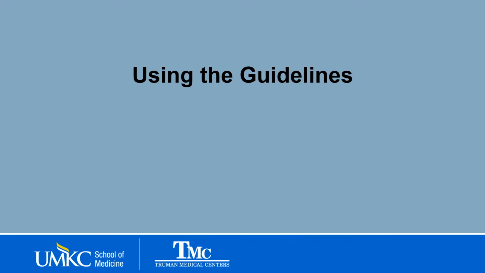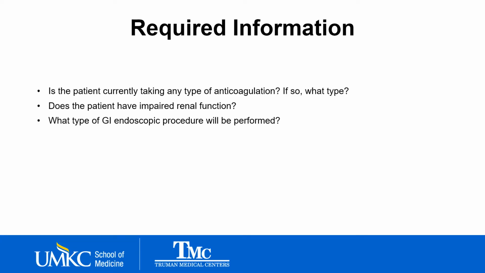Using the guidelines. Before you can start using the guidelines, there is some key information required. First, is the patient currently taking any type of anticoagulation? If yes, you must first determine what type of anticoagulation they are on. Second, does the patient have impaired renal function? If so, their GFR and creatinine clearance will be important to know. Finally, what type of procedure will be performed?